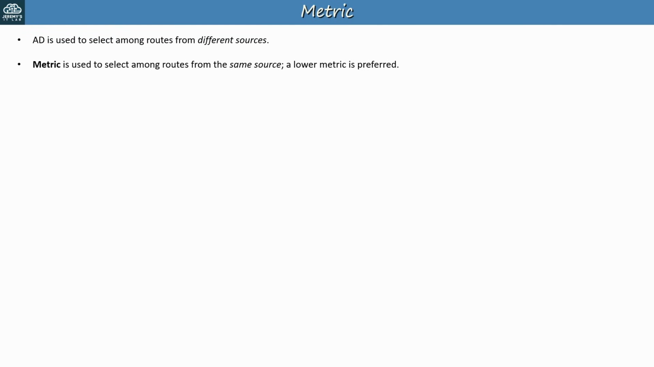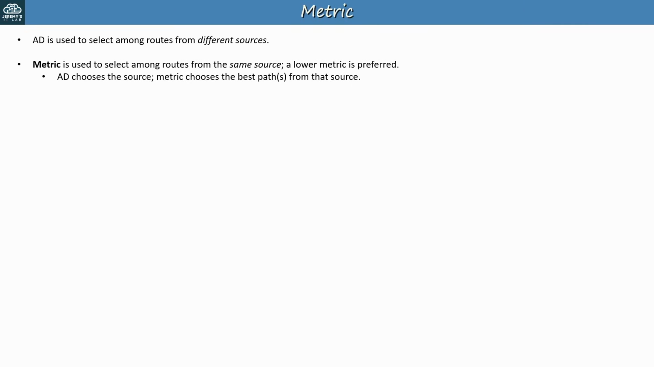Now let's move on to metric. This slide is just going to be a wall of text. Bear with me, and then we'll look at some concrete examples of route selection after. AD is used to select among routes from different sources, but metric is used to select among routes from the same source. Like AD, a lower metric is preferred.